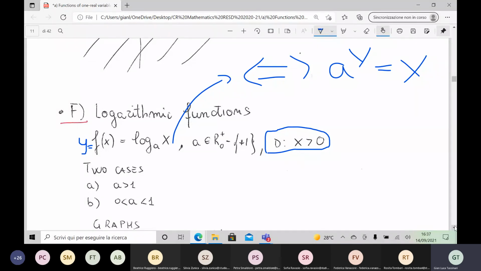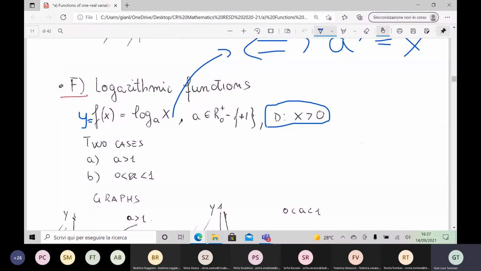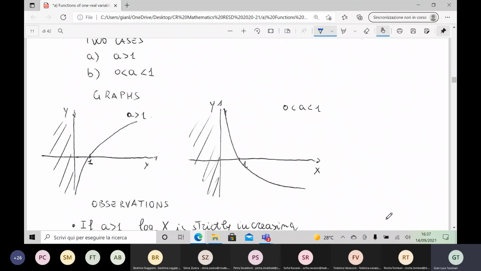Here I plot, we had to distinguish again two cases, the case in which the basis is greater than 1 and the case in which the basis is a number between 0 and 1. Remember, in both cases, the argument must be strictly positive, so you can cancel everything for x negative, here, here, here. As before, independently by the basis, the logarithm passes through the point 0, 1.